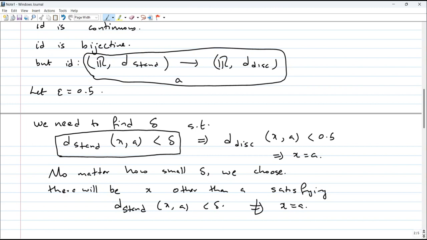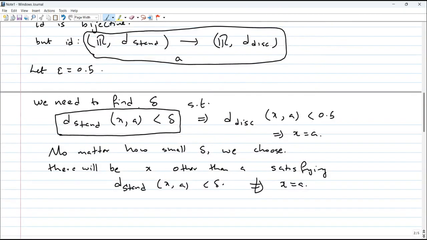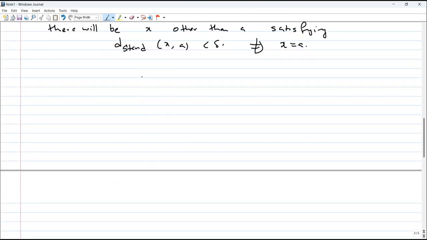In fact, the only continuous functions from the real numbers with the standard metric to the reals with the discrete metric are constant functions. And we will prove that in the future. And this property is known as being a connected space. We say that R with the standard metric is a connected metric space. That's a lot of non-examples. How about some examples?